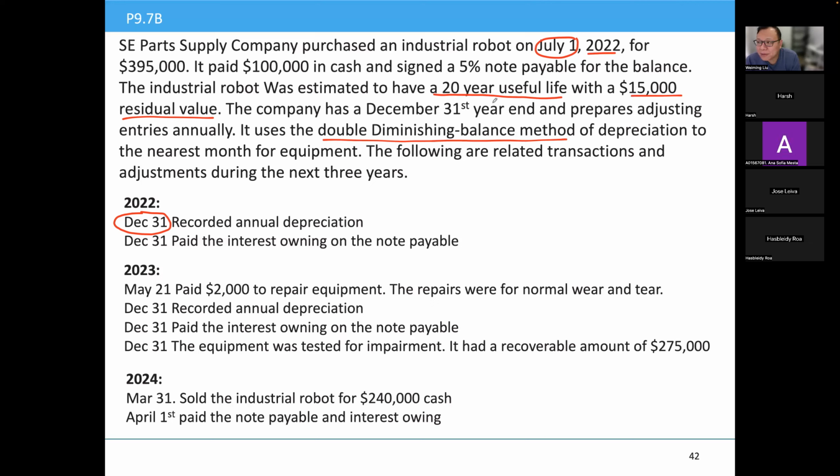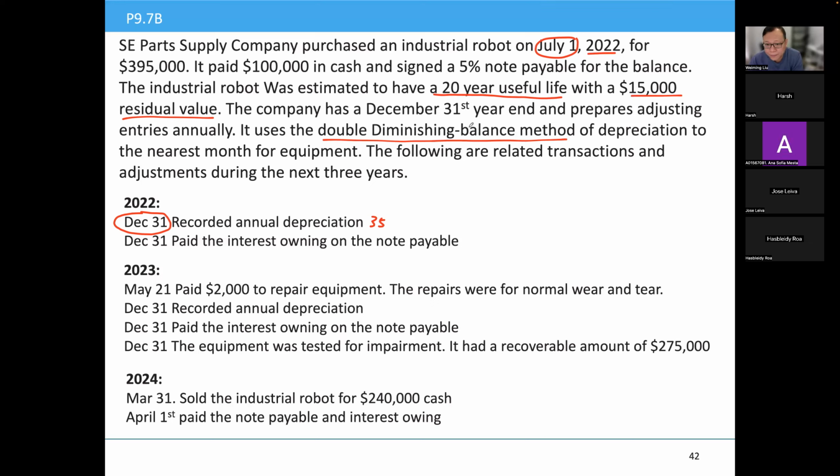Did you have a number? I have 355,500 with the whole 10%. Okay, I will need to do the proportion. Oh, I see. Half of that, right? Okay. So let's take a look at this.